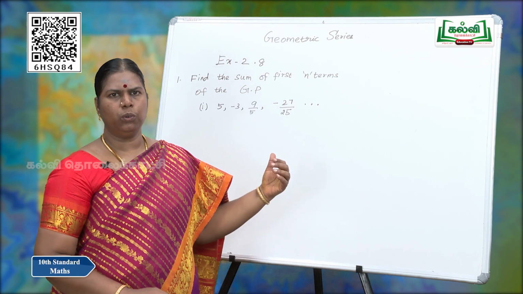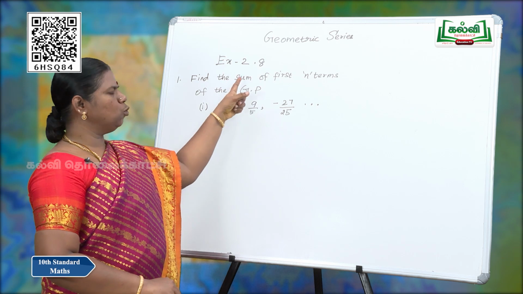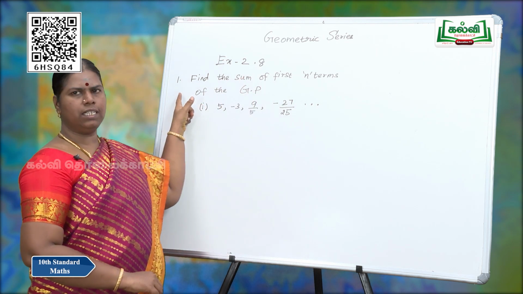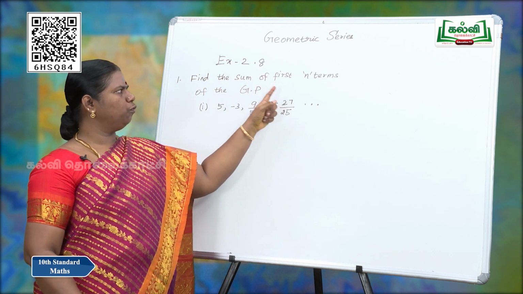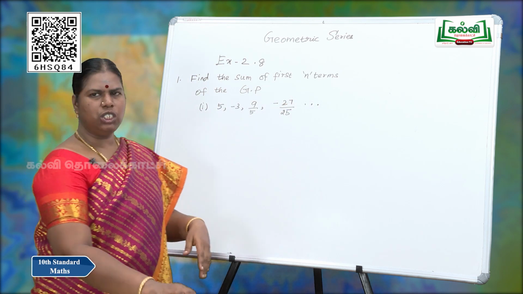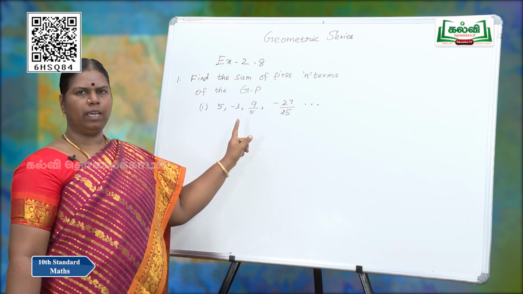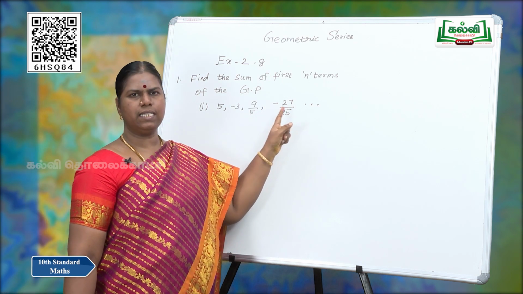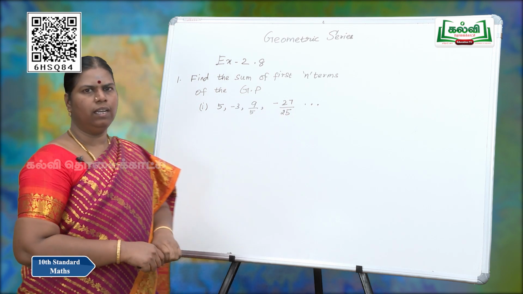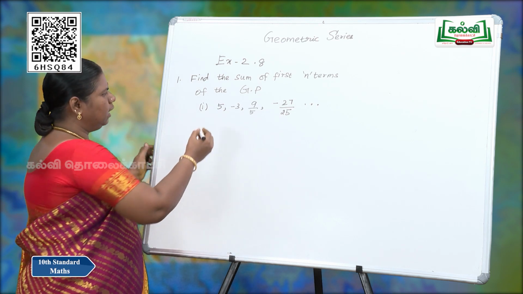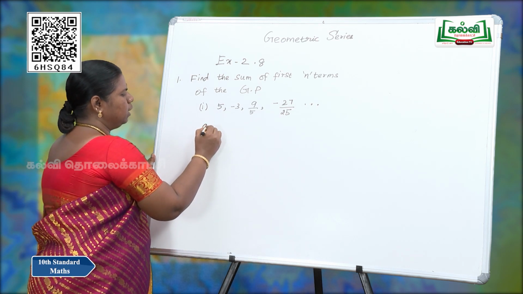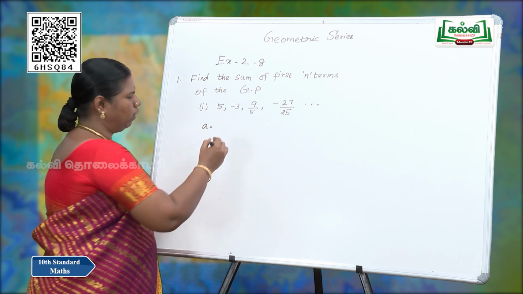Let us move on to the exercise. Exercise 2.8. The first question is, find the sum to first n terms of the GP 5, minus 3, 5 by 9, minus 27 by 25 goes on. The given information, the first term is A is equal to 5.